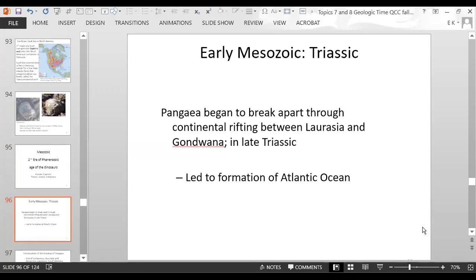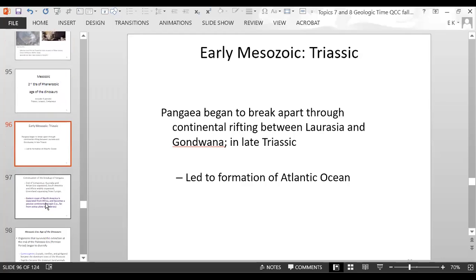During the early Mesozoic, or the Triassic, Pangaea began breaking apart. And this happened through continental rifting, which is something we talked about when we did the plate tectonics lecture. The land starts to break apart and there is spreading and stretching of the crust. That is what is going on in the present day East African Rift Valley. That's continental rifting. Okay, so Pangaea began to break apart, and that's when the Atlantic Ocean started to form.